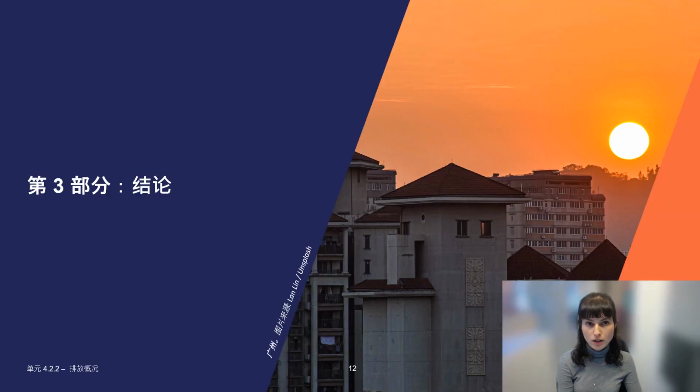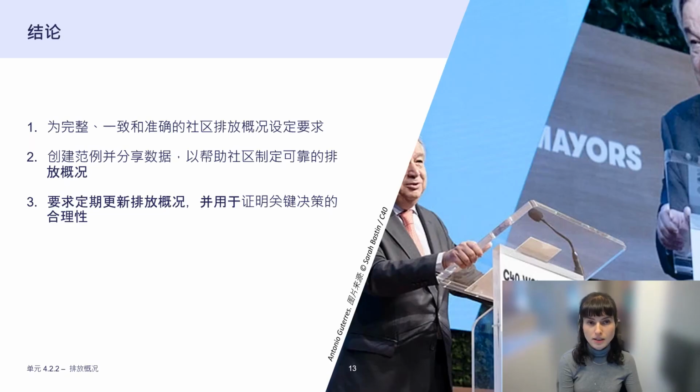Part 3. Conclusion. To sum up, the presentation provided these 3 specific insights. Number 1. Set requirements for a complete, consistent, and accurate neighbourhood emissions profile. Number 2. Create examples and share data to help neighbourhoods develop robust emissions profiles. Number 3. Require the emissions profile to be regularly updated and used to justify key decisions.